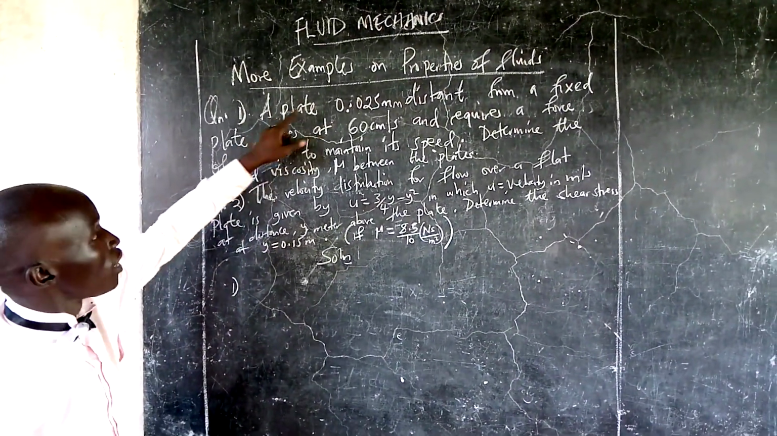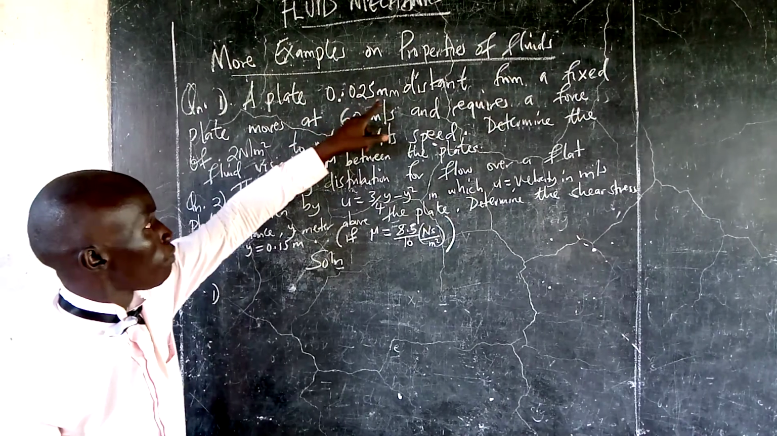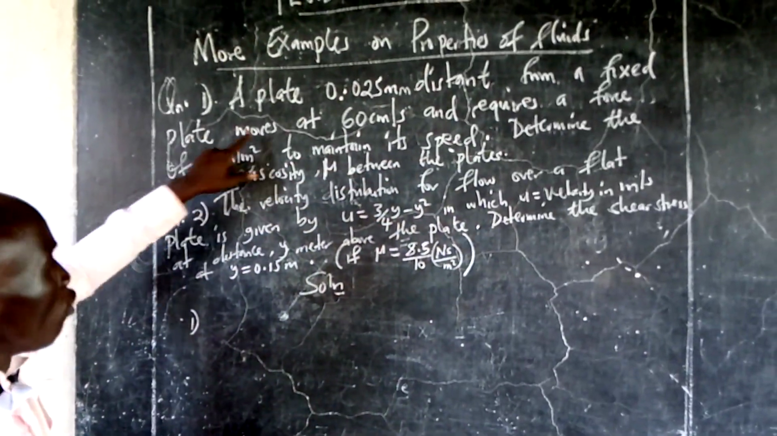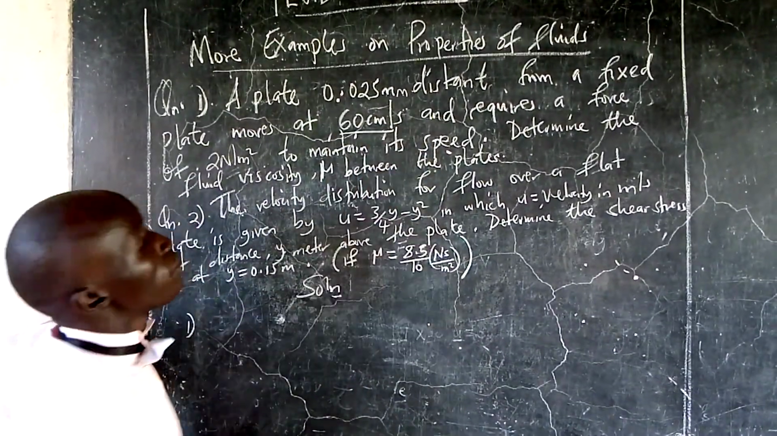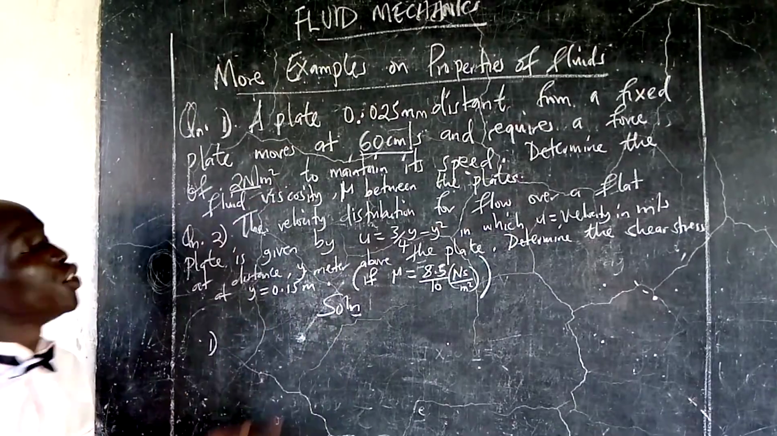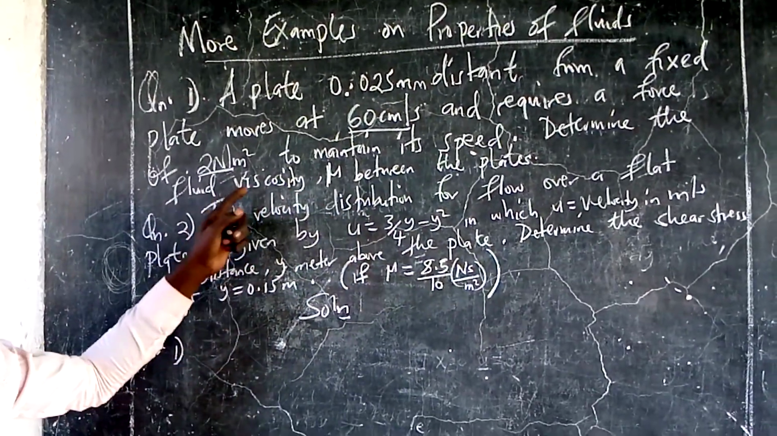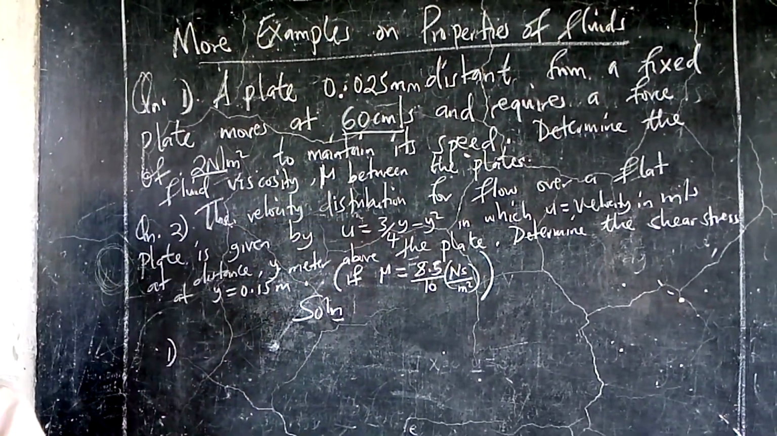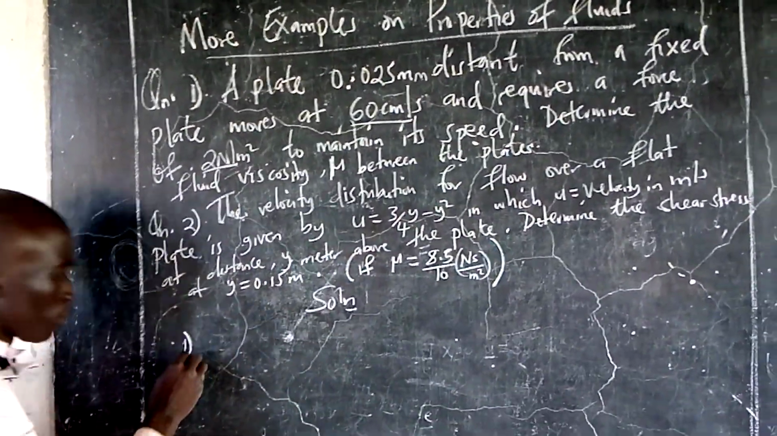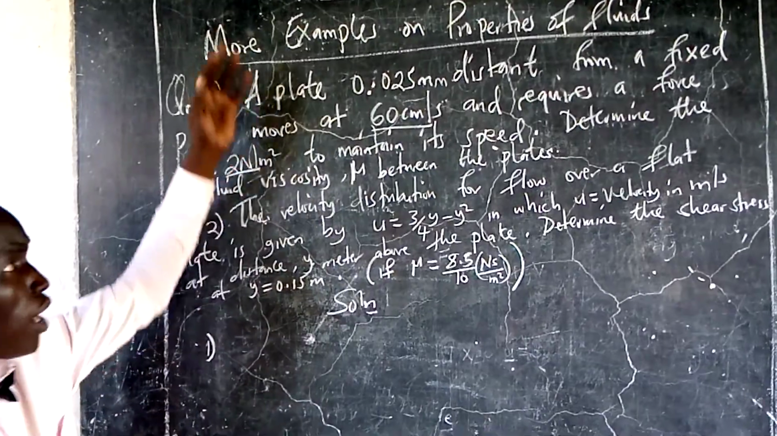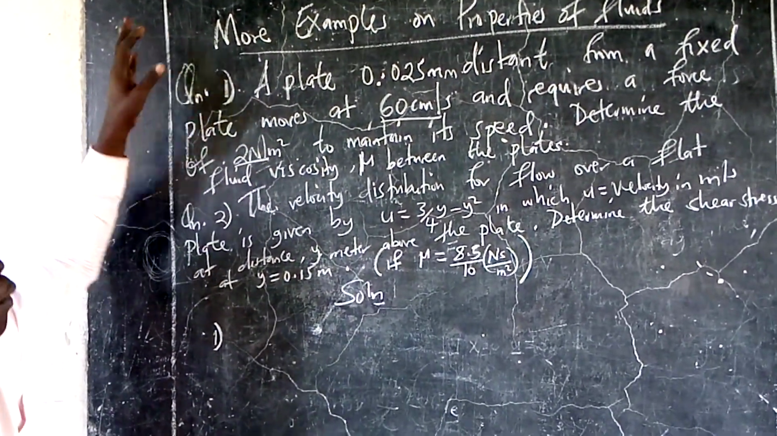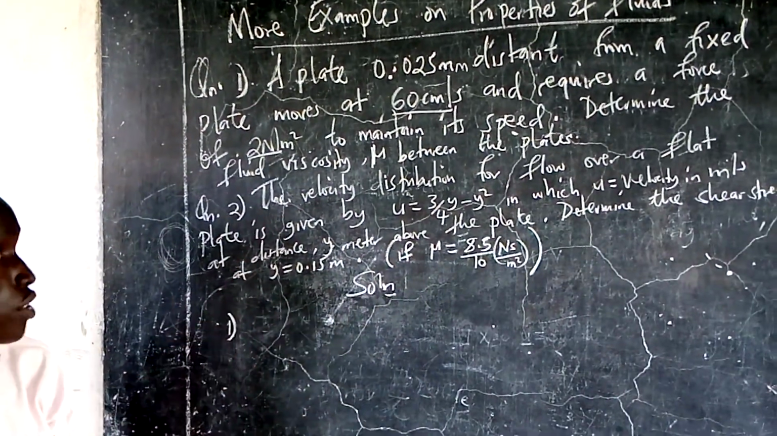a plate which is 0.025 millimeters distant from a fixed plate moves at this velocity and acquires a force of this value here to maintain its speed. Determine the viscosity, which is mu, between the plates. So they're asking that. Let's analyze it together. Remember, today is our last video under properties of fluid. We are going to just give a seal for properties of fluid using these calculations.